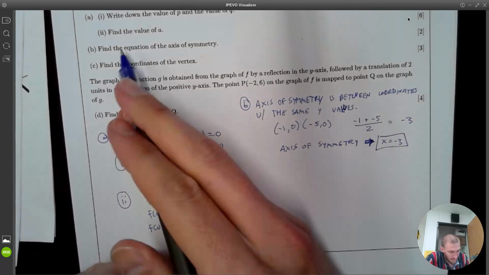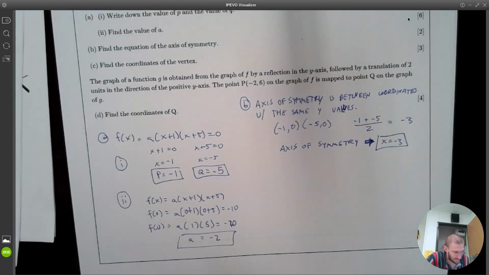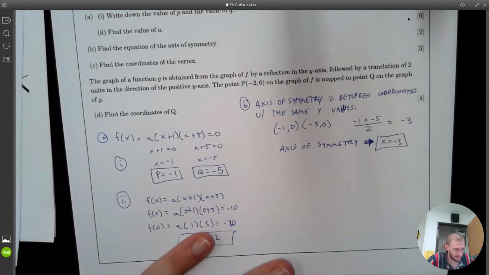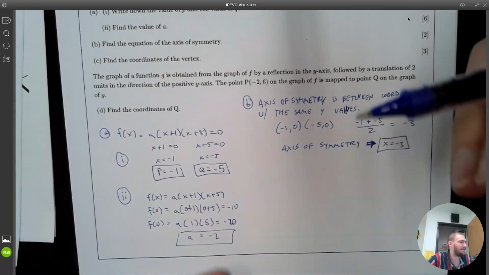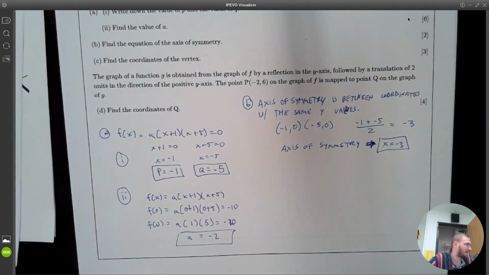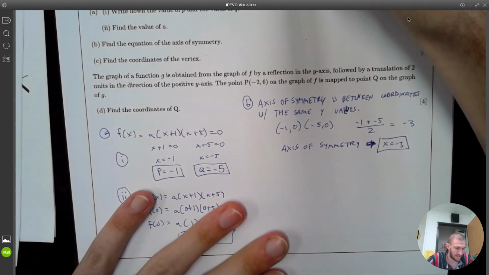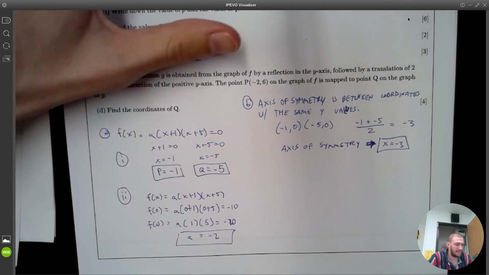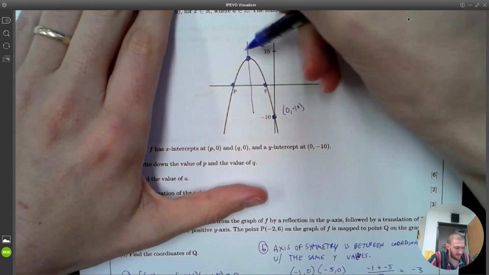Okay. Part C. Find the coordinates of the vertex. If I'm finding the coordinates of the vertex, I have a couple different ways I could go. I could try to do completing the square. If I did completing the square, that would put the whole thing into vertex form, and then I could get the h and I could get the k, and that would tell me my vertex. But again, going about the easiest way possible, the vertex is the coordinate that is on the axis of symmetry.